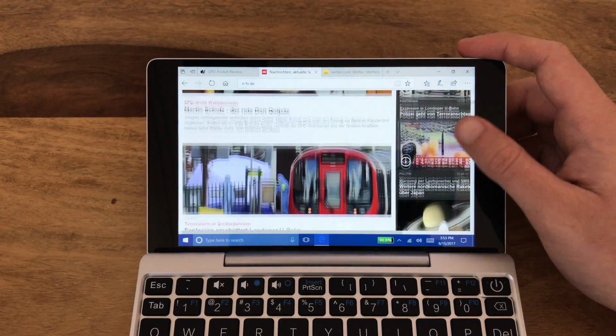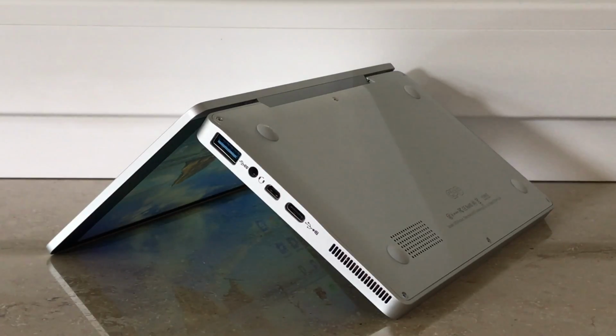With respect to this, the GPD Pocket definitely is not recommended as a nice-to-have gadget. Only those who really have a use case for it should purchase this. Anything else would be a waste of money.